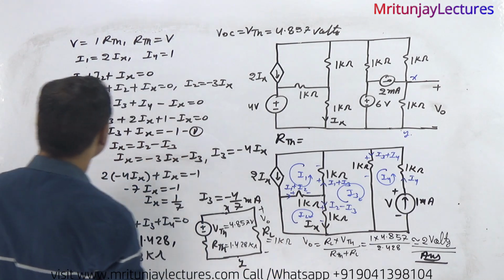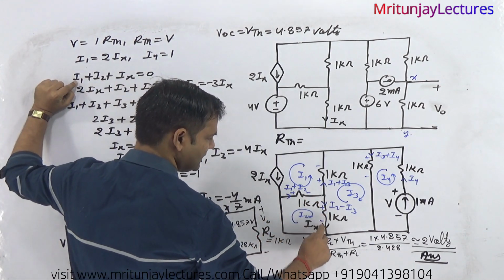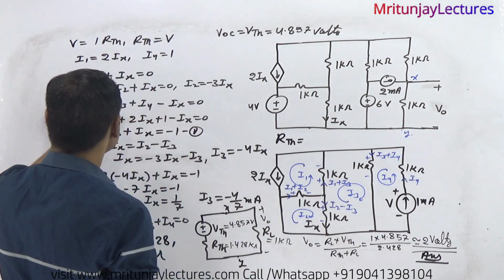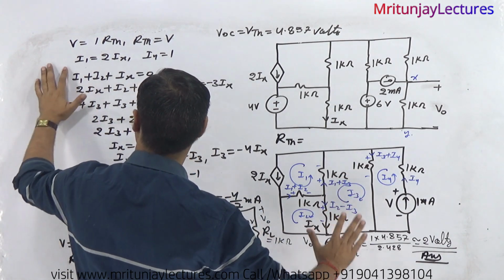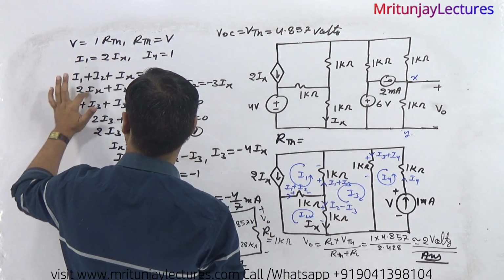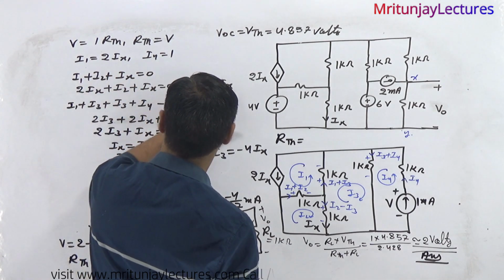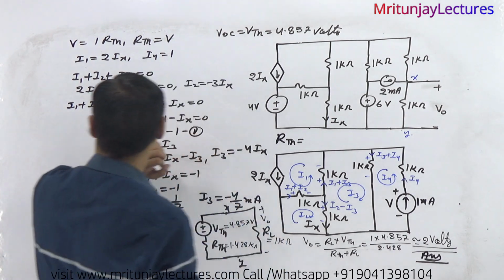If you apply KVL in this loop, that is I1 plus I2 plus Ix is equal to 0. So the next target is to put in the values. Clear or not? I1 is 2Ix, I2 is the same Ix. So after solving this, I2 is equal to minus 3Ix.